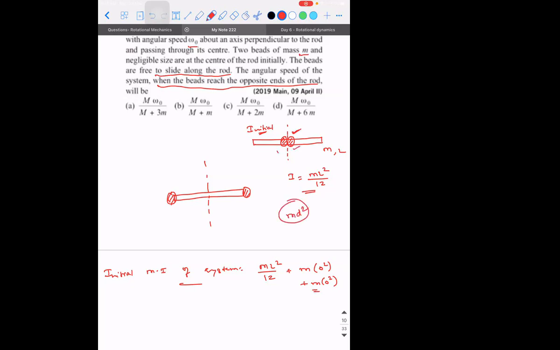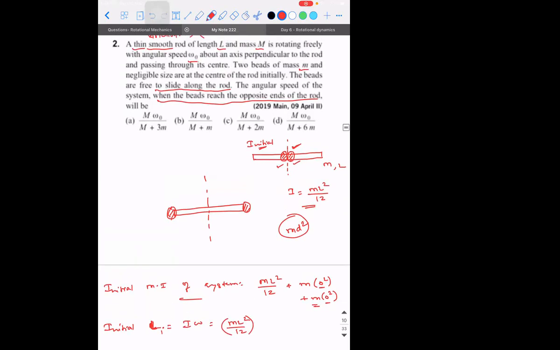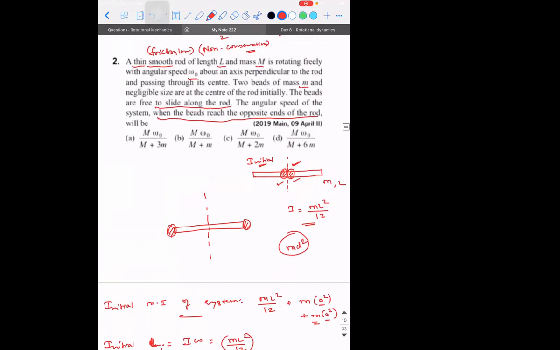But initially, these two beads, where are they? At the origin, at the center, right? At the axis of rotation. So the distance of those beads from the axis of rotation is 0. That is why I symbolically showed it like that, so that you get it. So what is the initial angular momentum? It is I into omega, that is ml square by 12 into the initial angular velocity they told for the rod. How much is it? It is omega naught.